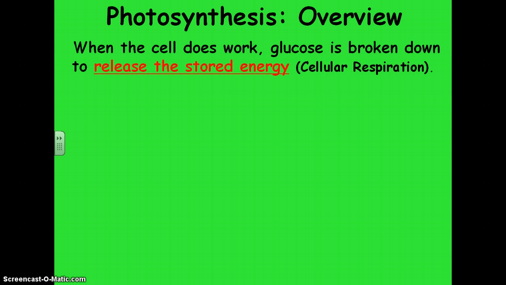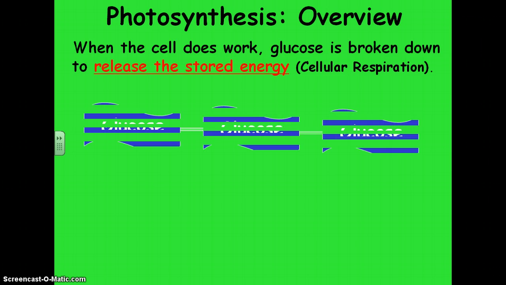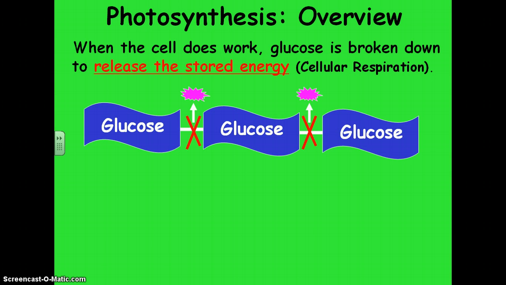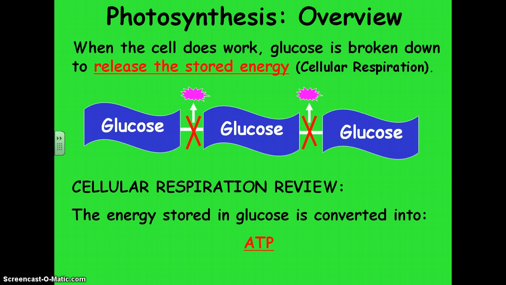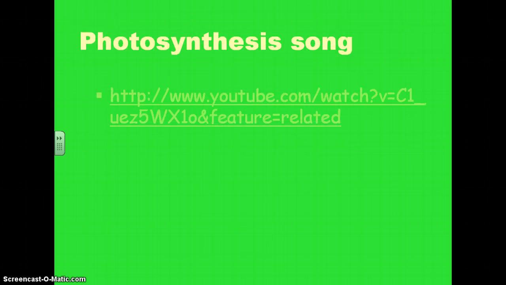When the cell does work, the glucose is broken down and releases the stored energy in cellular respiration. And so when it breaks these bonds and breaks apart the glucose, we get the ATP. And it hopefully will be aerobic respiration, so we can get lots of ATP from it. Cellular respiration review: the energy stored in glucose is converted to ATP. Okay?